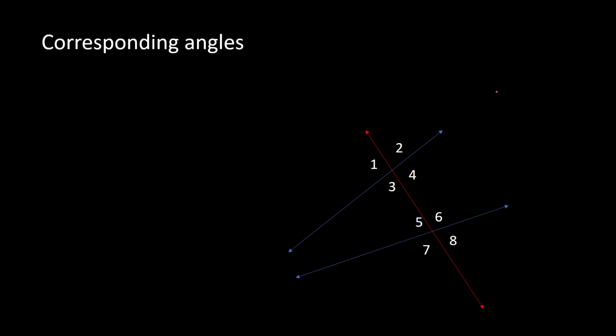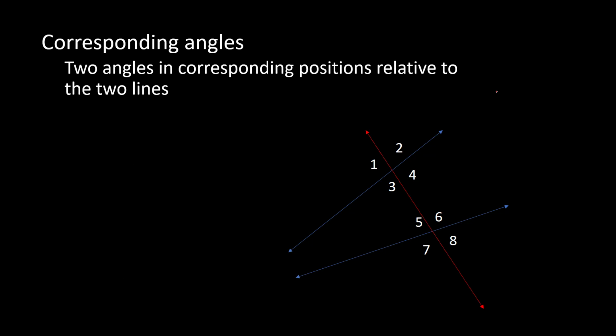And then lastly, we have what is called corresponding angles. Corresponding angles are two angles in corresponding positions relative to the two lines. What this means is if you were to look at the groups of angles that we created, here we have 1, 2, 3, and 4 up here on the top, and on the bottom we have 5, 6, 7, and 8. Now notice angle 1 is in the top left corner of this group of angles.